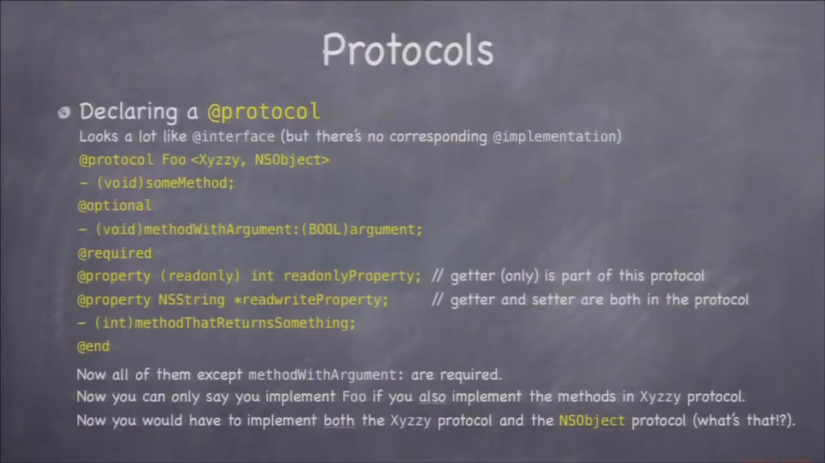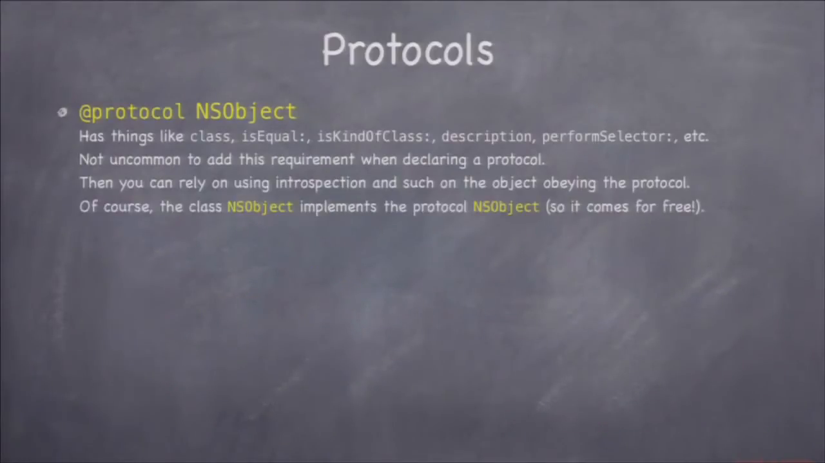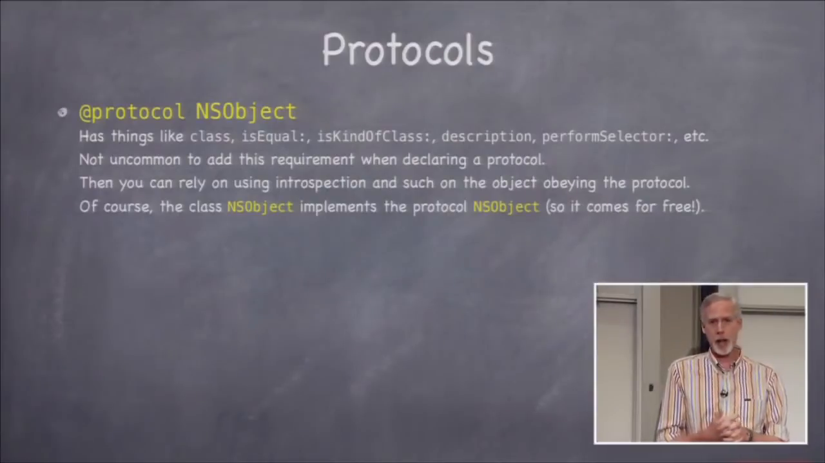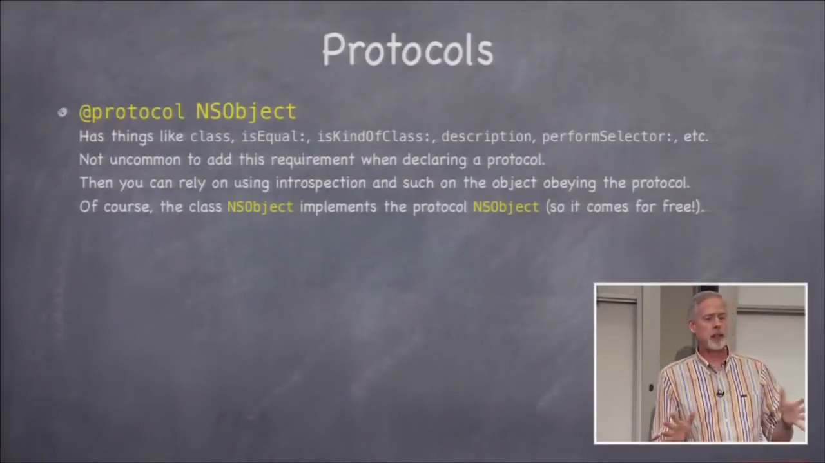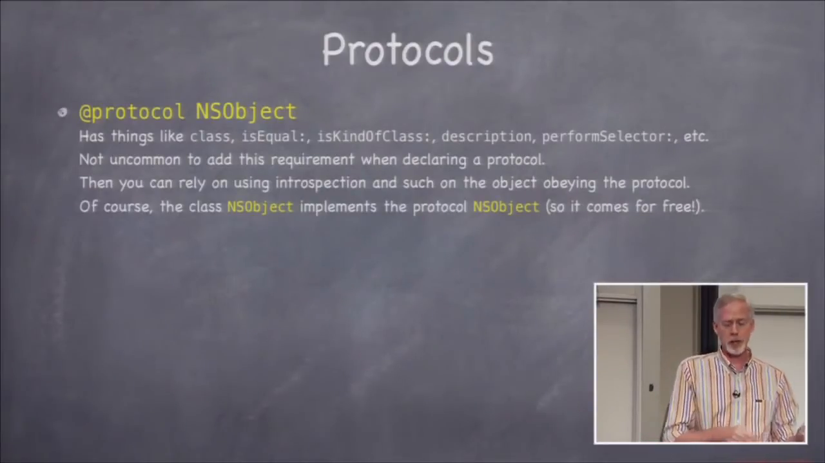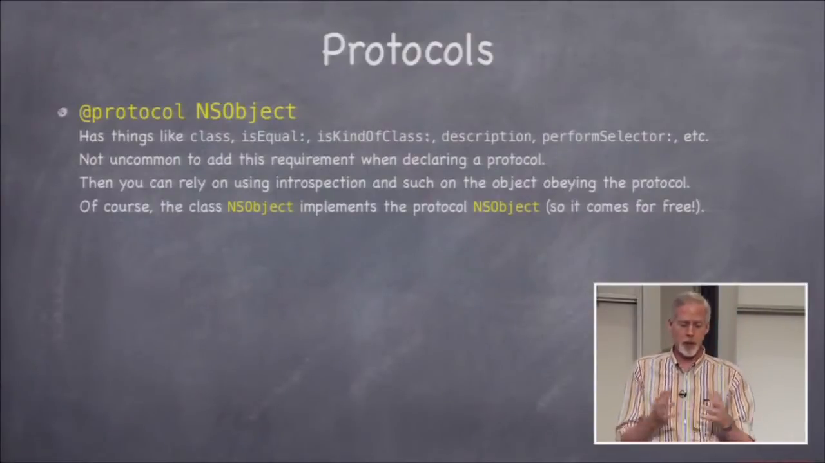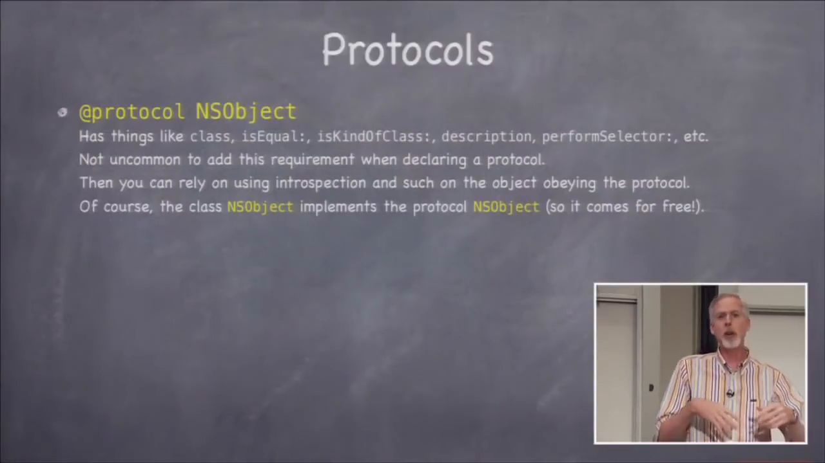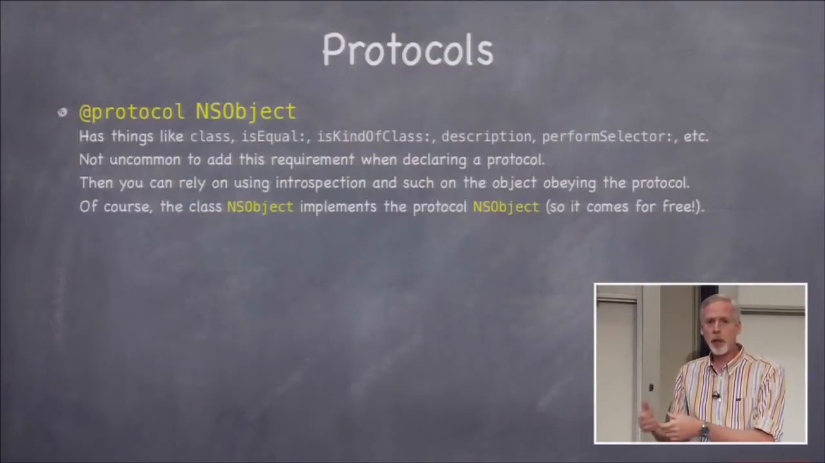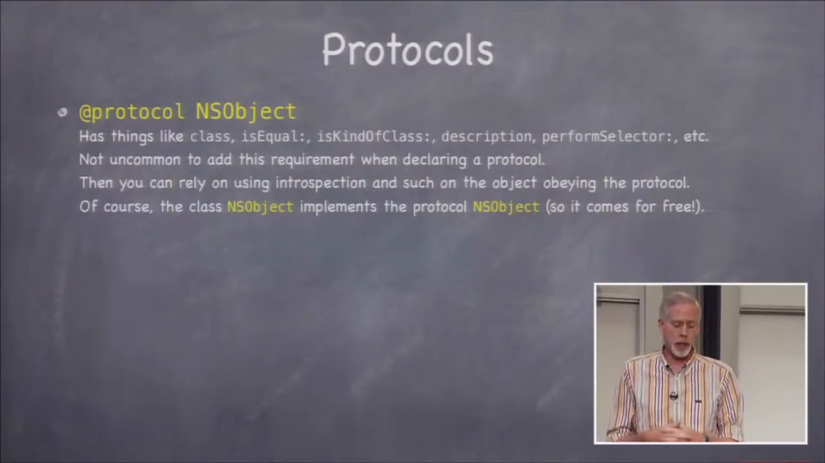Now let's talk about this NSObject protocol because it's a very common protocol. You're used to the NSObject class, right? And the NSObject protocol is basically a protocol that includes almost all the methods in the NSObject class. And why do we do this? Why do we have a protocol named NSObject and a class named NSObject? And they have pretty much the same methods in it: isEqual, isKindOfClass, description, performSelector, all those NSObject things.